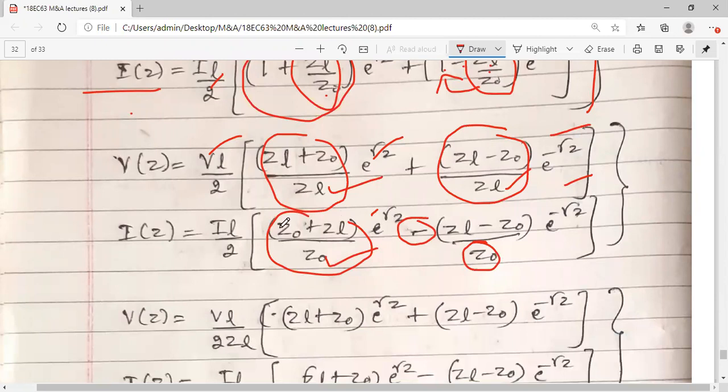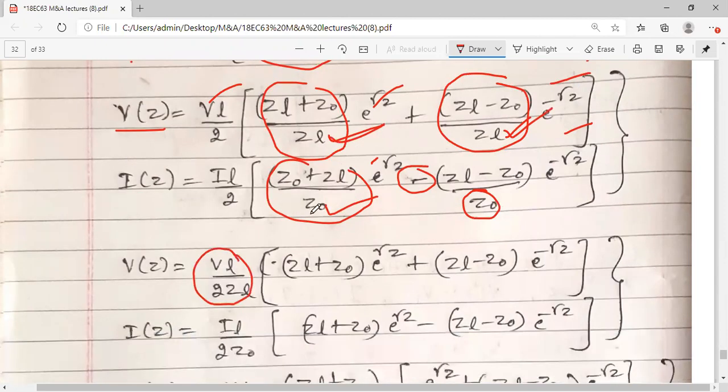Further, what I can do, take ZL plus Z naught. In the voltage equation, ZL is common in both, take ZL outside. Okay, that is the next step. And in the current equation, Z naught is common in the denominator, take it outside, everything else is the same. Same thing I have written one more time.